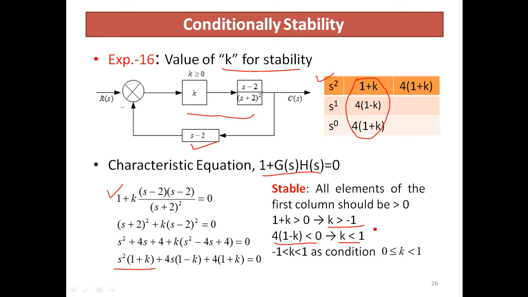So if you are asked about the range, then you can specify that minus 1 is less than k is less than 1. But it is not right, because the condition of gain is given as k is greater than or equal to 0. Therefore, your condition for the system to be stable would be 0 is less than or equal to k is less than 1.